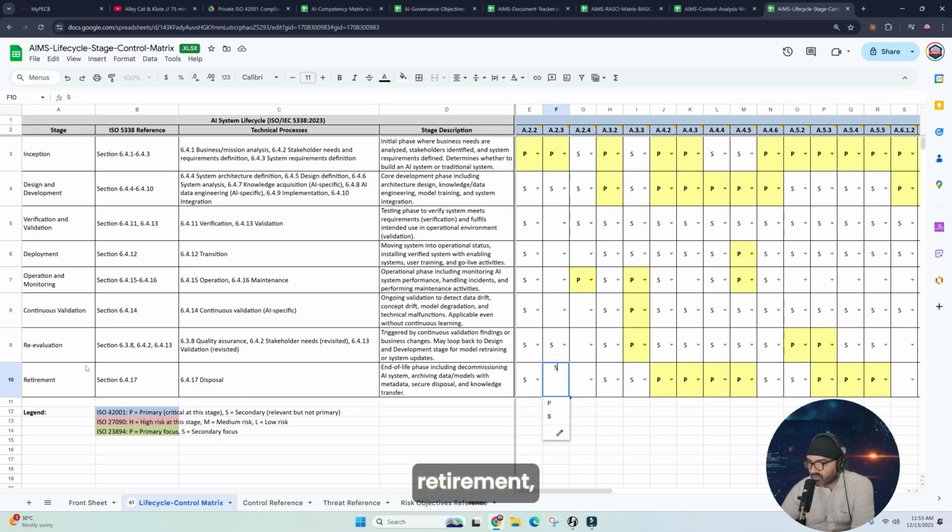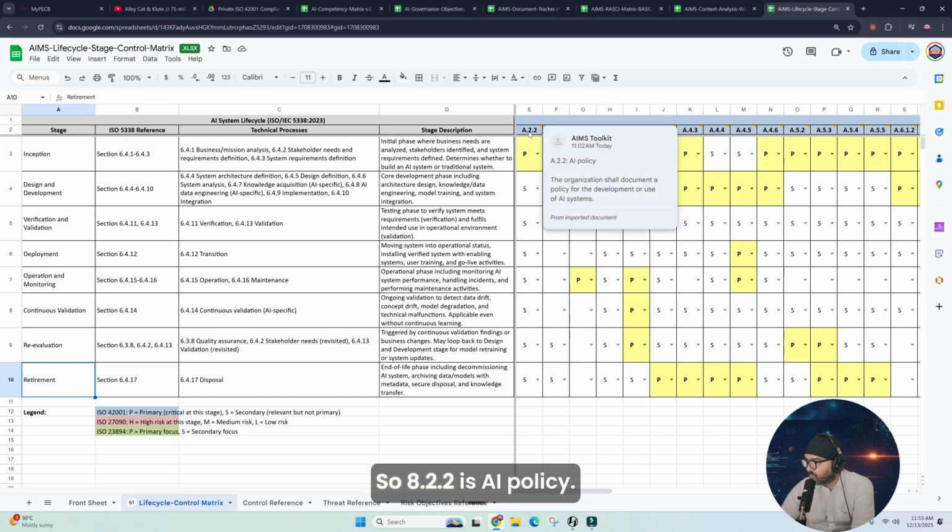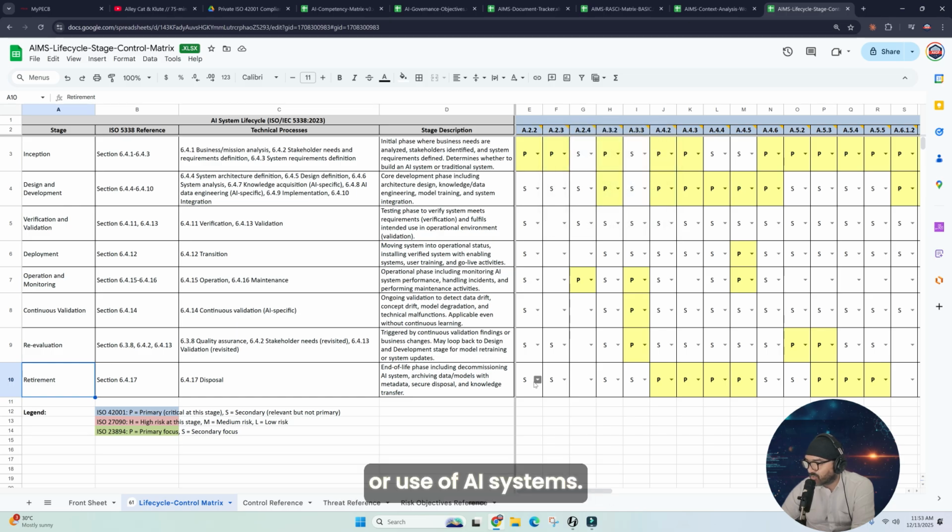So if you look here, retirement, section 6.4.17 of 5338, technical processes, disposal, end of life phase, including decommissioning the AI system, archiving data. So 8.2.2 is AI policy. The organization shall document a policy for the development or use of AI systems. And here it's saying it's secondary in relation to this because we are essentially phasing the system out.